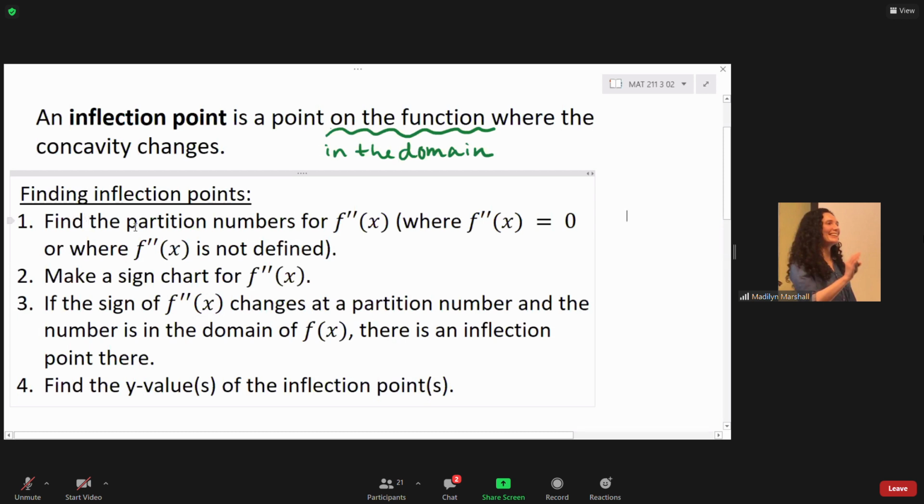So for finding inflection points, we need to find the partition numbers for f double prime. So in 4.1, we found the partition numbers for f prime. Now we're finding them for f double prime, which means where f double prime equals 0 or where f double prime is not defined. Then we'll make a sign chart for f double prime. So these 2 steps should seem similar because we're doing basically the same thing we did in 4.1, but now we're just doing it for the second derivative instead of the first.